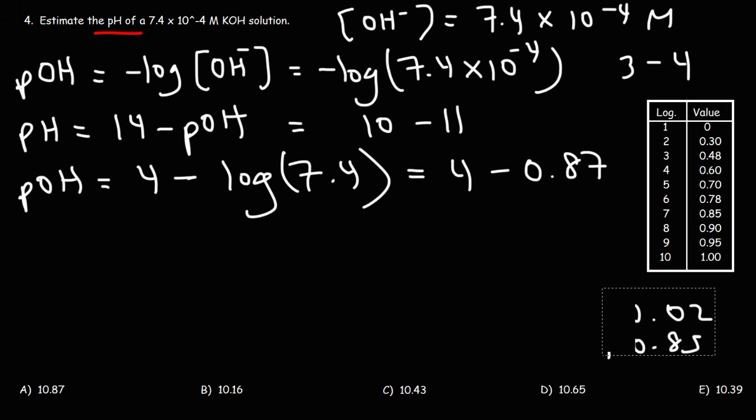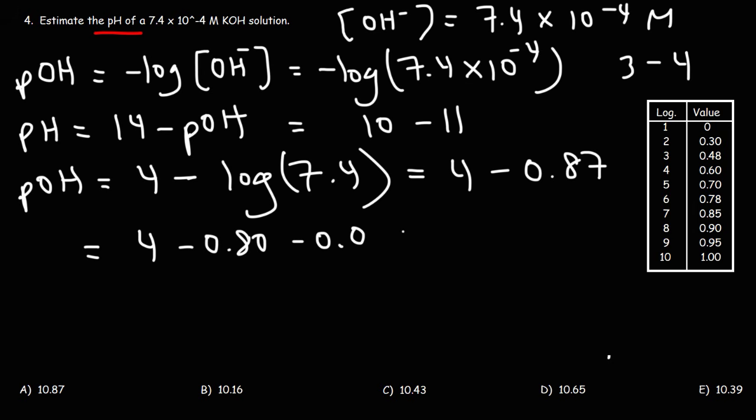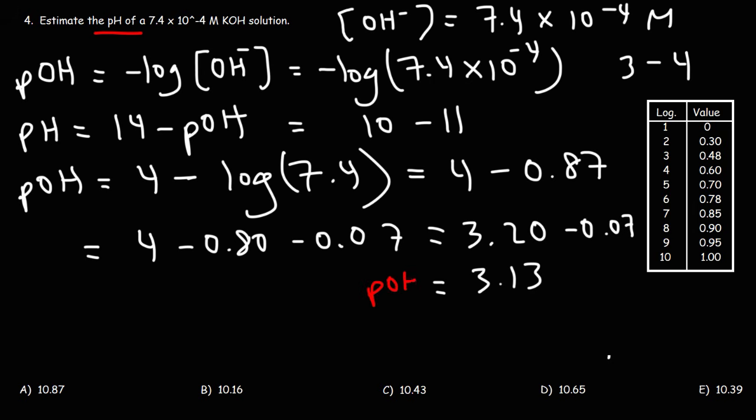Now what is 4 minus 0.87? So what you could do is break it down into 0.80 and 0.07. So 4 minus 0.8, that's going to be 3.2 or 3.20. And 20 minus 7 is 13, so 3.20 minus 0.07, that's going to be 3.13. So now we have the pOH. We can now use this formula to calculate the pH. So the pH is going to be 14 minus 3.13.